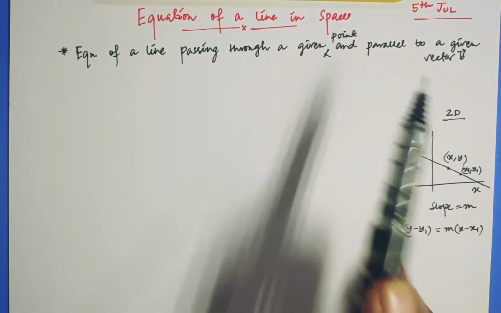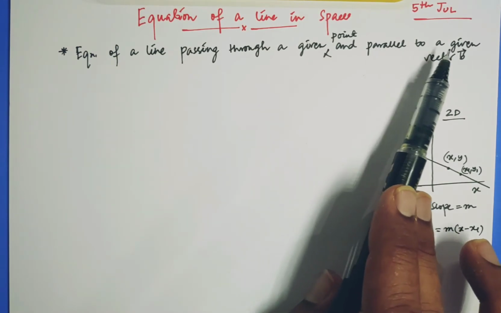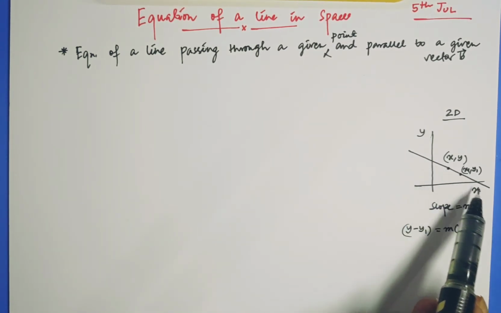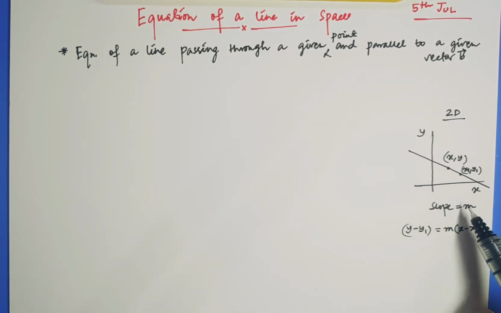Now in case of 3D, the given point is there, it is the same. Now, parallel to a given vector. Parallel to a given vector means they are talking about direction. If a vector is parallel to another vector, it means the direction is the same, right? And slope also kind of gives you the direction. So when you're talking about slope in 2D, we are talking about a parallel vector in 3D. Understood? In order to find the equation of a line in 3D. Okay, so let's move on.